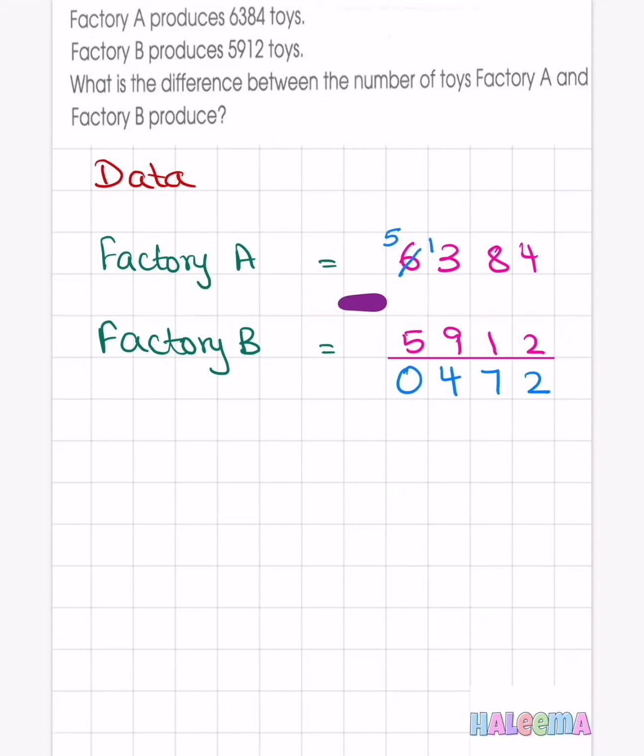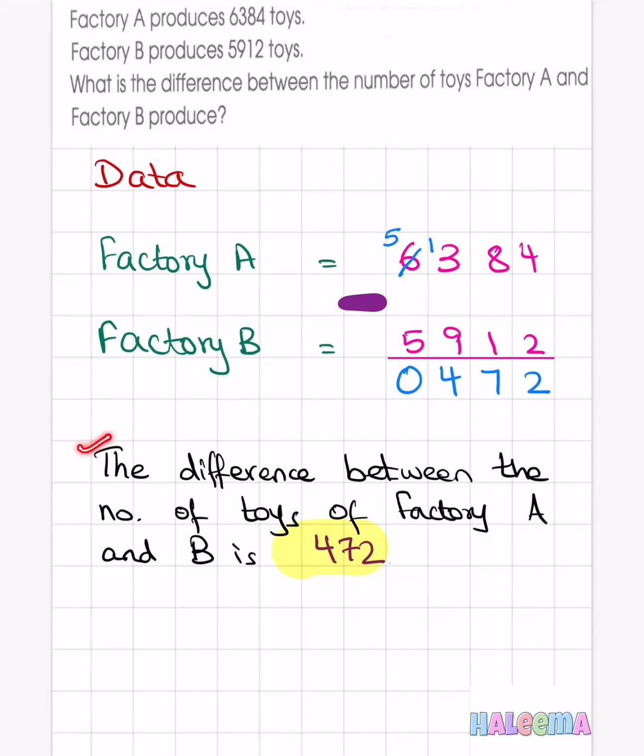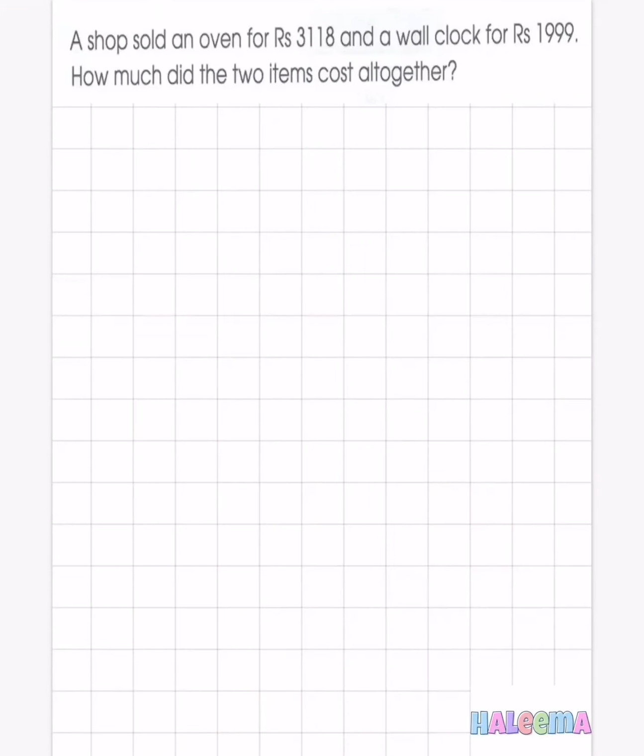Let's write down the statement. So the difference between the number of toys of factory A and B is 472. That's it. I hope you're understanding what I'm saying, my dear. If you have any query, please review the video. Just solve one more with me and then you'll be free for the day.